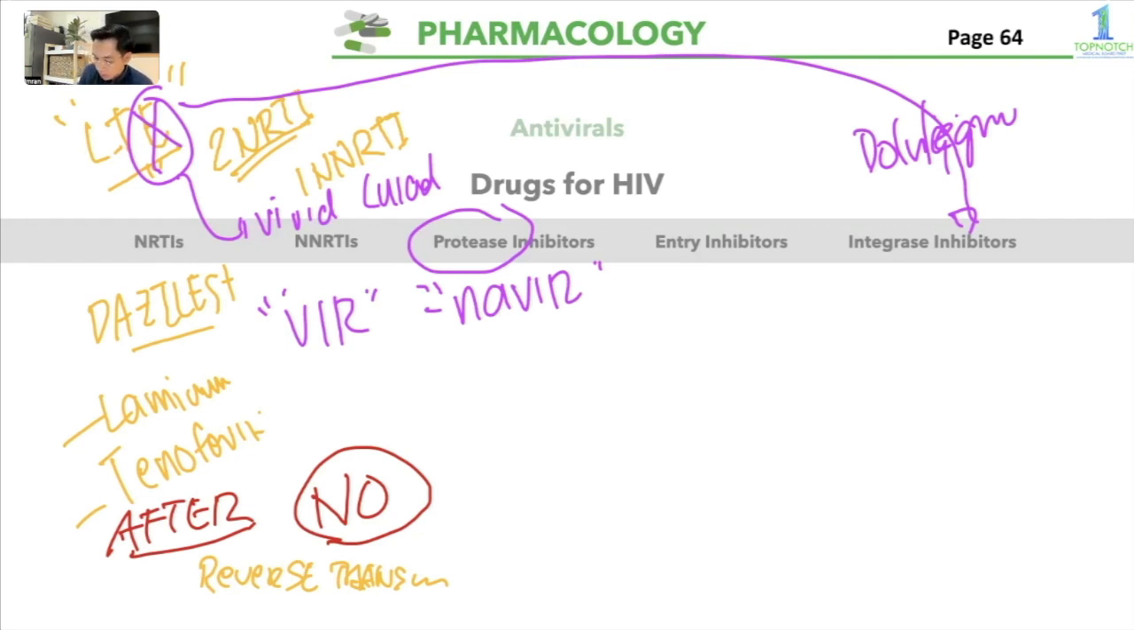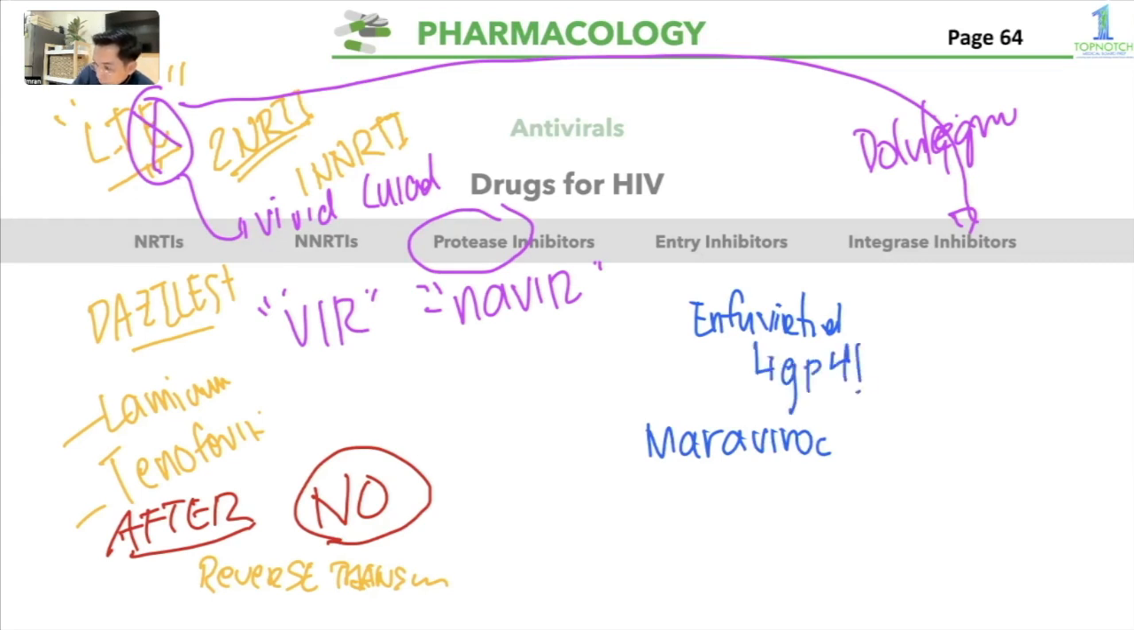Your entry inhibitors include your enfuvirtide and your maraviroc. Okay? Your enfuvirtide binds to your GP41 enzyme, no? Which is part of the viral envelope of your HIV. So preventing yung fusion ngayon nung drug papasok dun sa cell, no? Pag na-inhibit mo si GP41, si virus hindi siya makakapasok dun sa cell kasi inhibited si GP41.